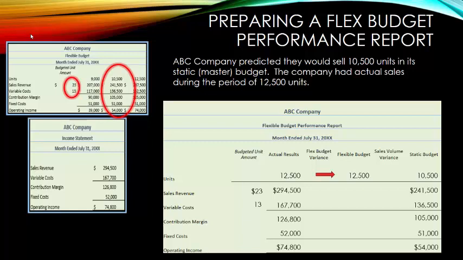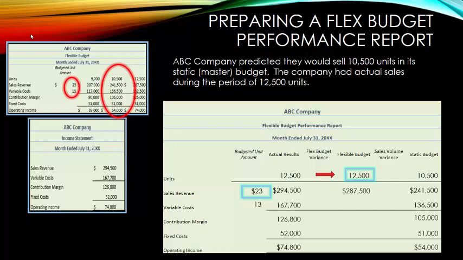Well, to fill in your flex budget column, all you're going to do is take your actual amount of units at the top, that 12,500, and multiply it by your budgeted unit amount. If we sold 12,500 units and we sold them at a price of $23 a piece, that means we should have had sales revenue of $287,500. Same concept for variable costs.